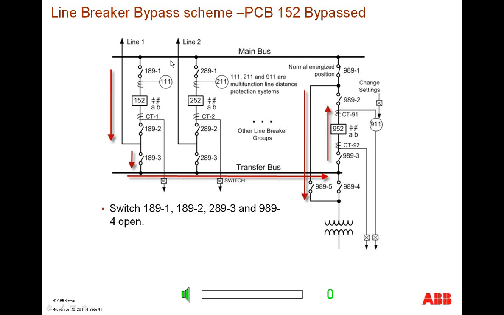During the bypass scenario, shown for example is if PCB 152 is bypassed, we would open up our line disconnect switches 189-1 and 189-2, and we would close 189-3. This will provide us a disconnect for isolating breaker 152. Your path for current would be going through line 1 to the transfer bus and through PCB 952.